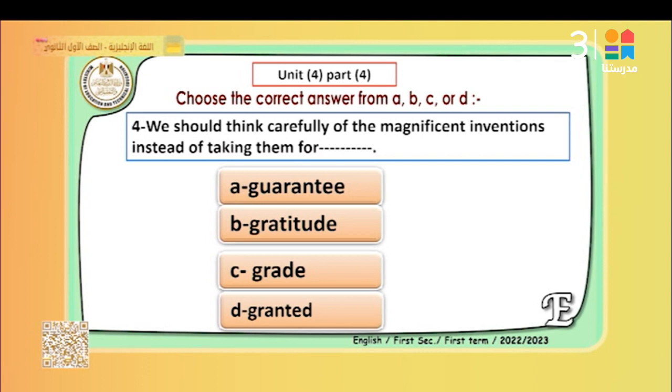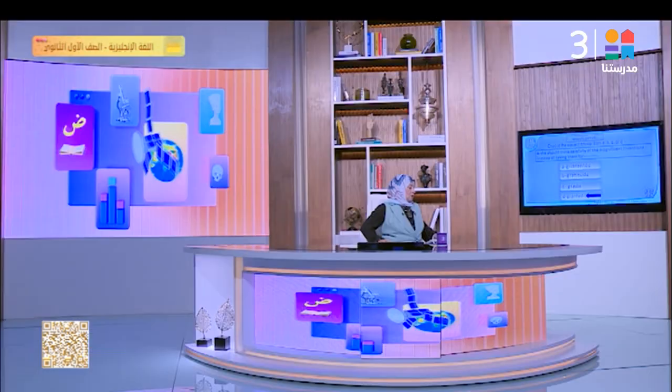Question number 4. We should think carefully of the magnificent inventions. Magnificent means wonderful, fantastic inventions, الاختراعات العظيمة. Instead of taking them for guarantee, gratitude, grade or granted. طبعا احنا خدنا الاكسبريشن ده take something for granted، معناها انك تاخد الشيء ده كشيء مسلم بيه، it's always true and it will remain the same forever. So we should think carefully of the inventions. لازم الاختراعات اللي عندنا دي نقدرها and instead of taking them for granted، بدل ما ناخدها كشيء مسلم بيه.